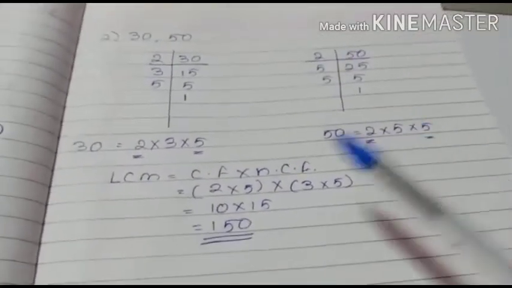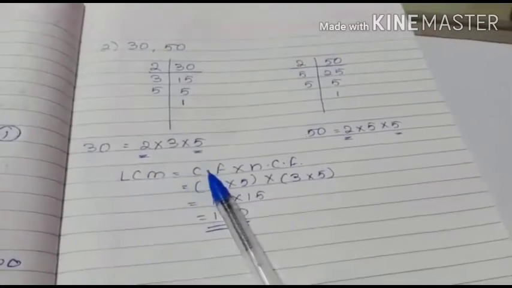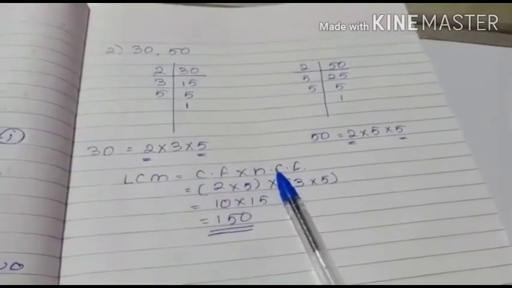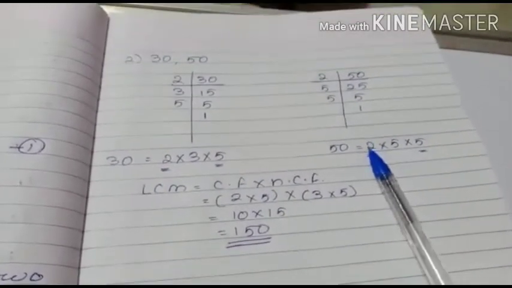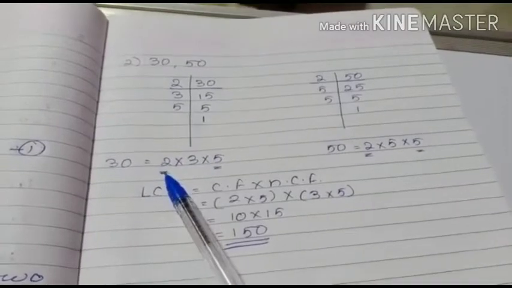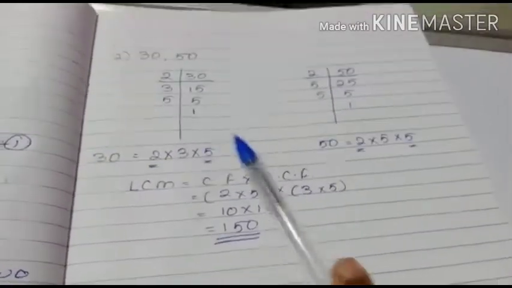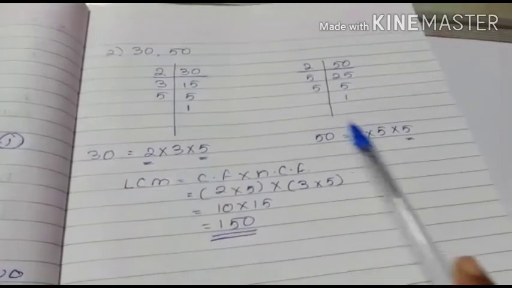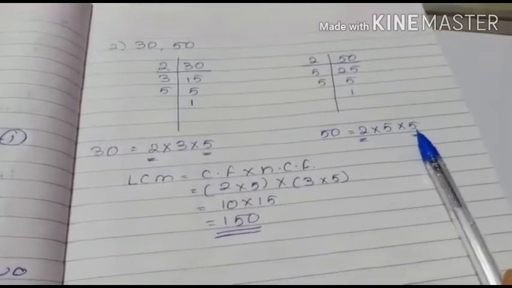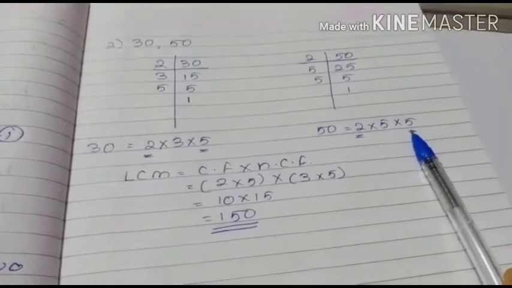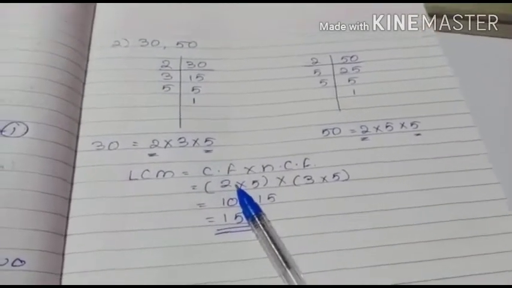Now I want to find the LCM. As I said to you earlier, LCM means what? Common and non-common factors. Which are the common factors? Just here, 2, here also 2. So 2 is common. So the first step is to underline that common factor. Second, 3 is here, but 3 is not there. So it is not common. 5 here, 5 here also. So put the underline. So which are the common factors? 2 and 5. I write them here as common factors.